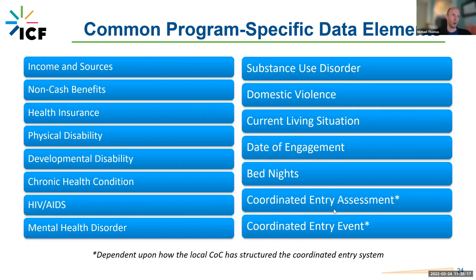These are some common program-specific data elements. Again, this isn't an exhaustive list, but you can see it's additional elements that are informative for specific program types. And some of them are very common across program types. Take income and sources, for instance. That's one that you see across most HUD funding sources.